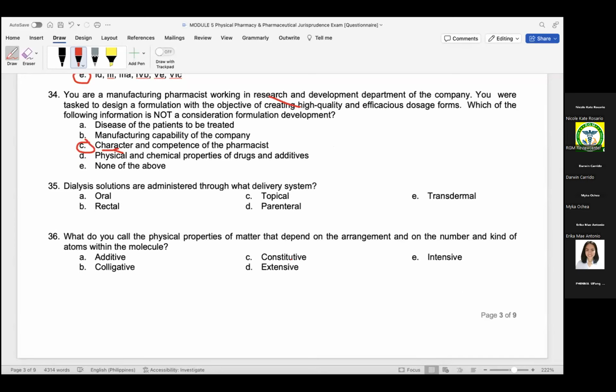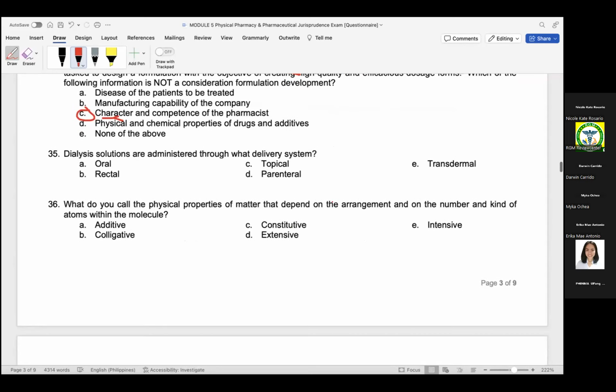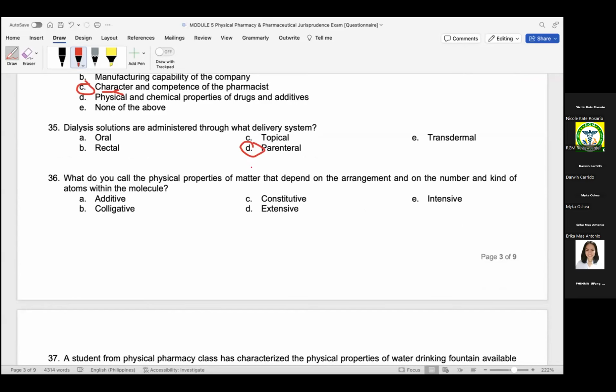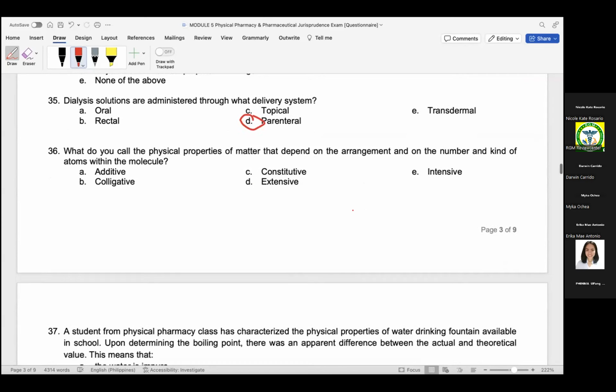Okay? Number 35, dialysis solutions are administered through what delivery system? Oral, rectal, good luck naman nagda-dialysis, rectal, no? Topical, parenteral, or transdermal? What is your answer? Dialysis is parenteral. Parenteral.